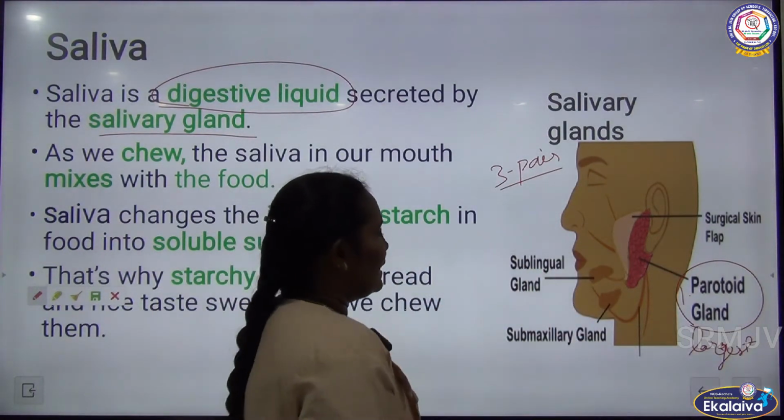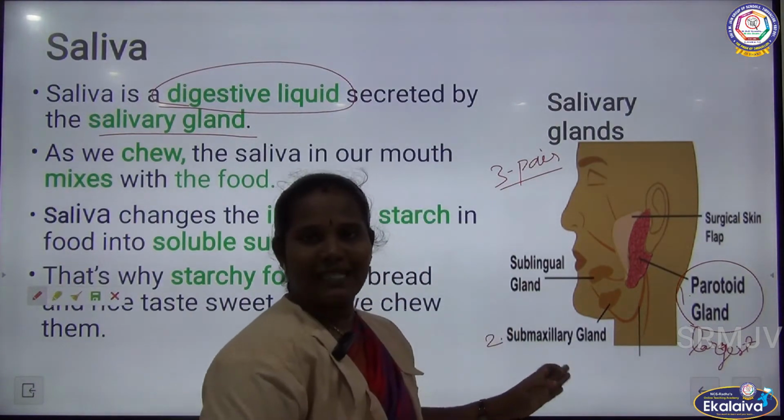Then the next one is the submaxillary gland.